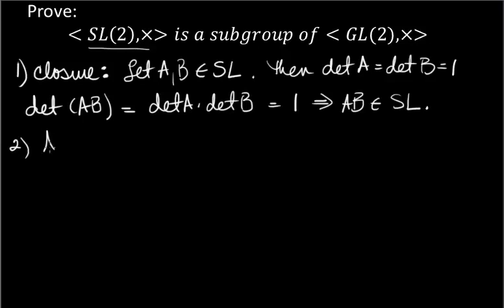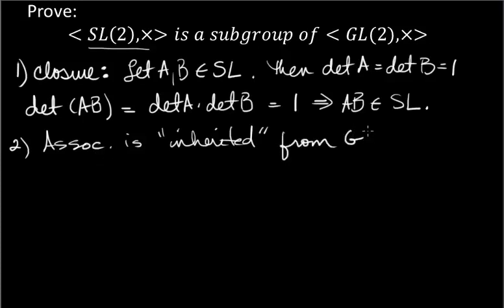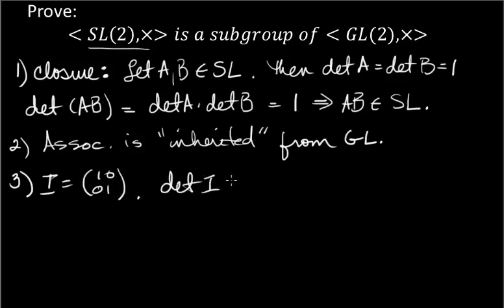Number 2, we'll just mention associativity is, well, let's say inherited. For subgroups, we're never going to have to show associativity because we know that we are talking about a subset of a group where the operation is assumed to be associative. So associativity is inherited from the group GL. So there's nothing to show there. Number 3, we need the identity of GL to live in SL. So we know the identity in GL is the matrix 1, 0, 0, 1. And the determinant of that matrix is 1. Therefore, we can say that the identity does live in SL. Make note here, the identity in the subgroup is the same as the identity in the big group.